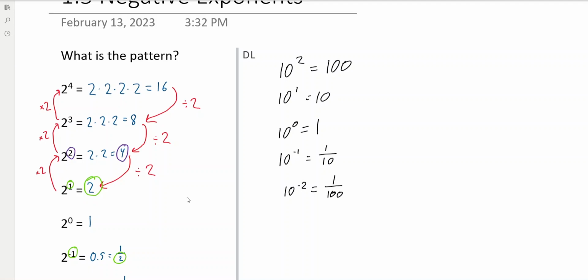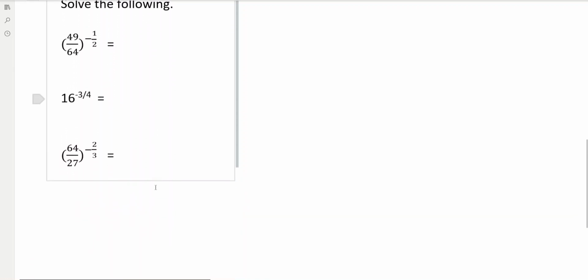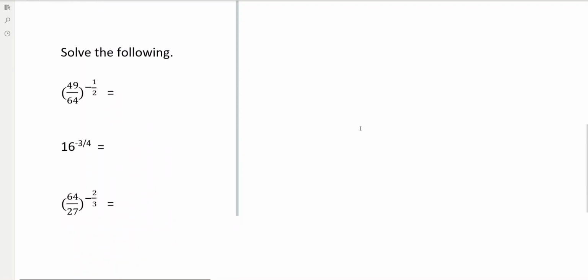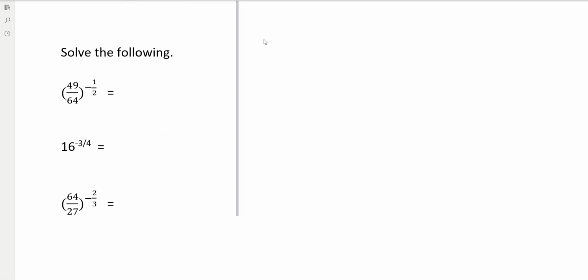Okay, so the pattern is that we are dividing everywhere. So if we look at the negative numbers, what are we doing? Well, we're just taking the reciprocal and making the exponent positive. So let's take a look at a couple examples here. If you think that you can do these questions, I recommend trying them right now. But if you maybe can't do them yet, pause the video after the first example and then try it from there.